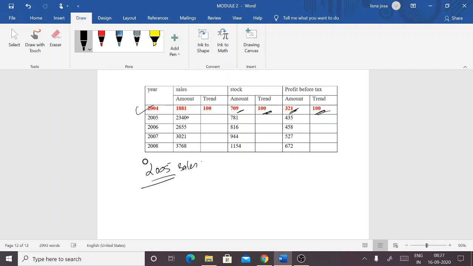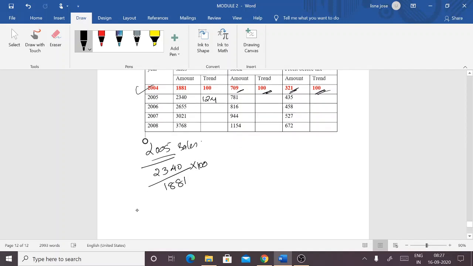So what is the sales position? It is 2340 divided by the base year, that is 1881, into 100. That gives the figure over here. And what is the percentage of that trend? It is 124. So it is increased. In 2004 it was 100 and in 2005 it keeps on increasing, that is 124.